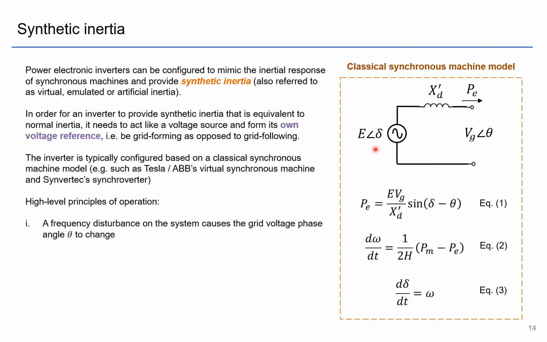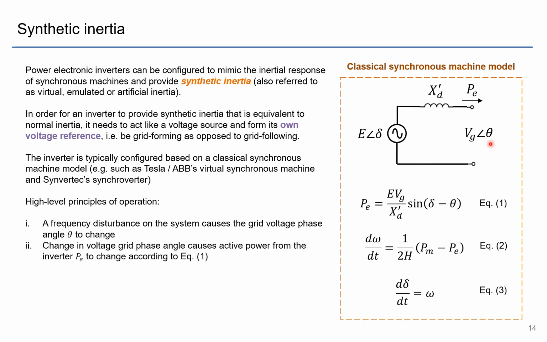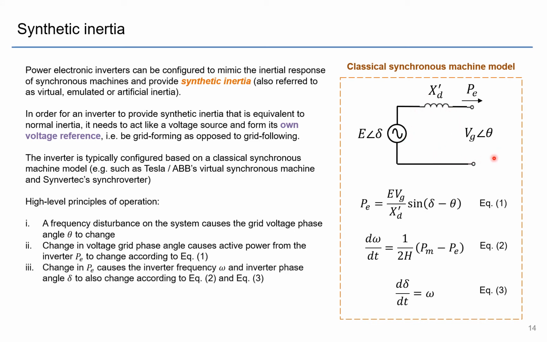When there is a frequency disturbance in the system, it causes the grid voltage phase angle to change. And when that changes, what we'll find is that the active power going into the grid also changes through equation 1, because this is at the moment fixed, and this value here is changing due to the grid disturbance. And so the inverter automatically injects more active power into the grid. And that's really the inertial response.